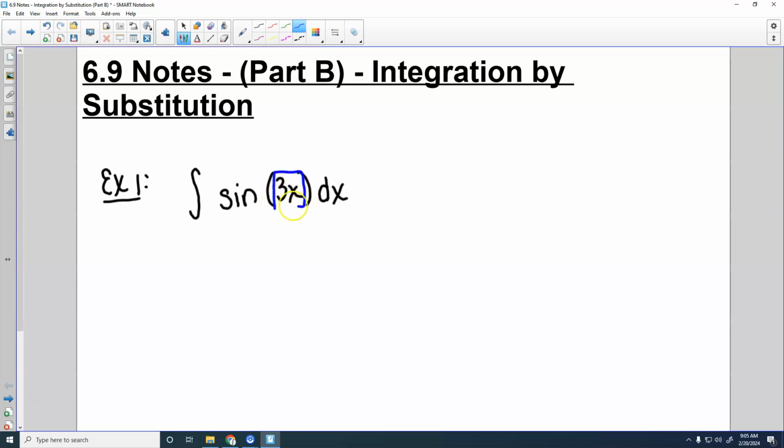All right. For this one, that 3x right there is going to be our u. So du is just going to be 3 dx.